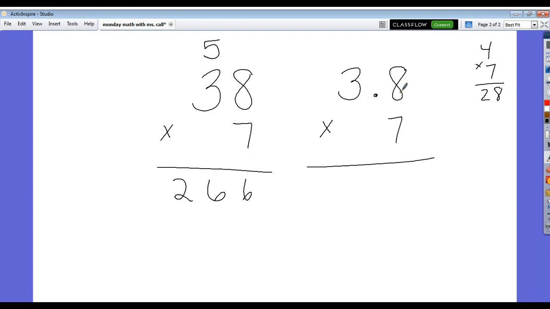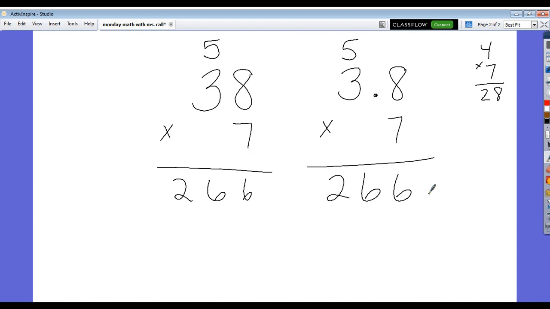So when I multiply decimals, I'm not going to just bring my decimal point straight down the way that I would with addition or subtraction, but I am going to just multiply like I normally would. So 8 times 7 will give me 56. Again, I regroup the 5, put my 6 down here. 7 times 3 is 21, plus 5 will give me 26.